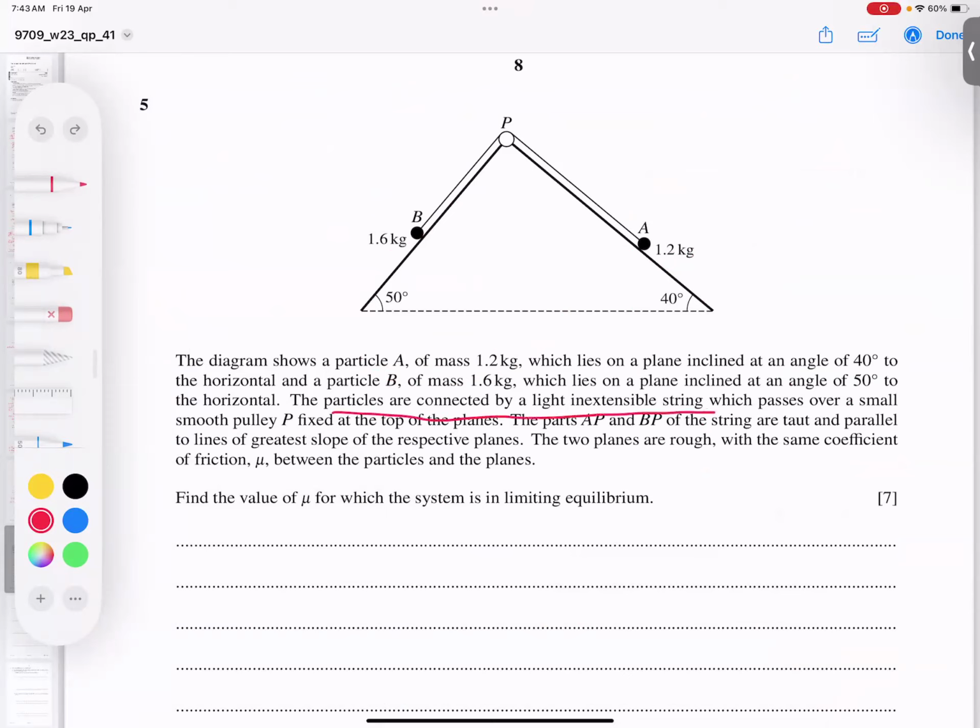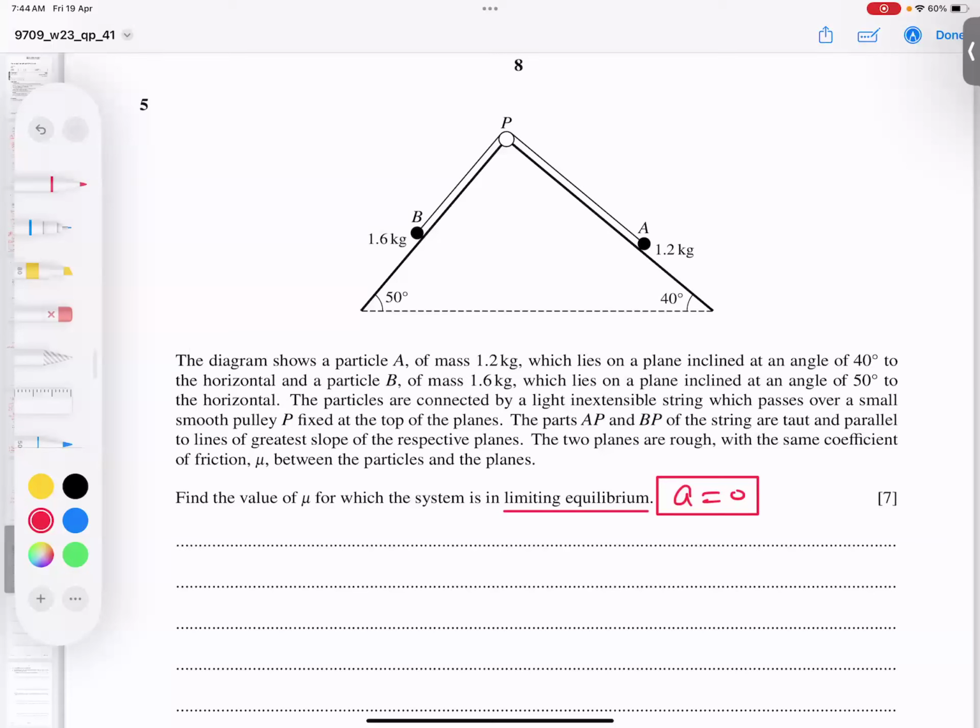He's saying the particles are connected on the planes, and the string is taut. The planes and both particles are rough, which is very important information. Sometimes one is rough and the other is 0, so it depends upon the question and we have to be careful. Both planes are rough, with friction of the same coefficient of friction, the same mu here. So we have to find what mu is in limiting equilibrium. Limiting equilibrium means, students, acceleration is confirmed 0. So let's try to solve it.